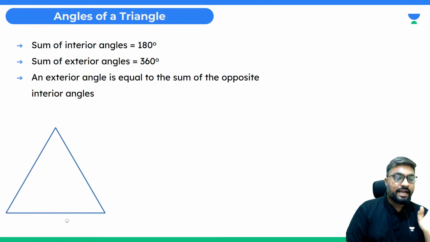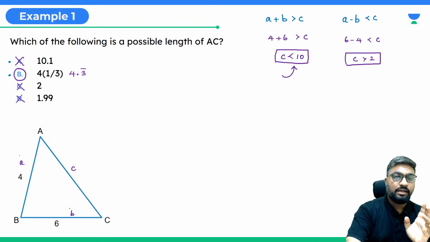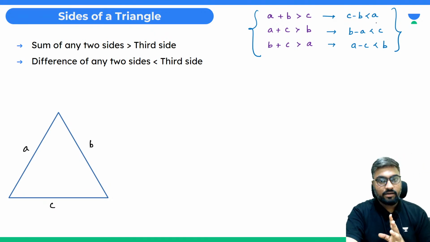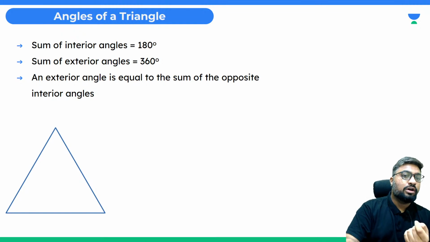All clear ना guys? Side वाला concept clear? Everybody? Sum of the 2 sides must be greater than the third side. Difference of 2 sides must be less than the third side. Okay? चलिए. Now we move on to angles.